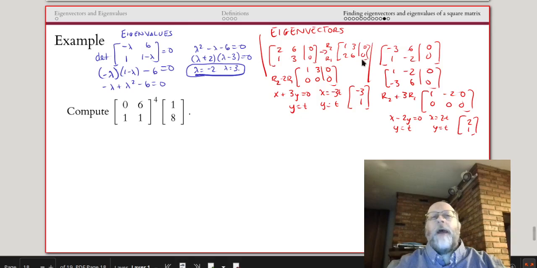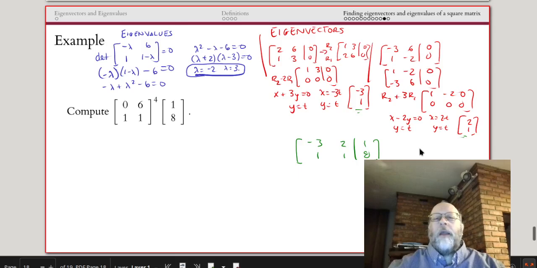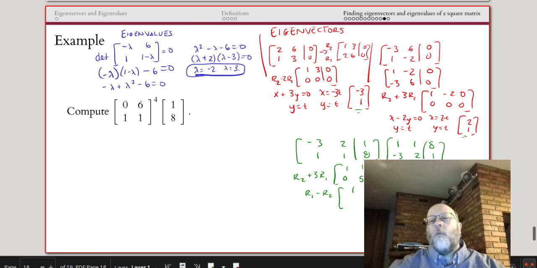So then for the third part of the problem now, computing this, I want to find some combination of these two eigenvectors that adds up to 1, 8. So we're going to now take negative 3, 1 and 2, 1, augment that with 1, 8, and see what we can do. I'm going to switch rows again, and take row 2 plus 3 row 1. 3 and 3 is 0. 2 and 3 is 5. 1 and 24 is 25. Take row 2, divide by 5, and that's going to give me 1, 1, 8, 0, 1, 5, and then row 1 minus row 2 is going to give me 1, 0, 3, 0, 1, 5.